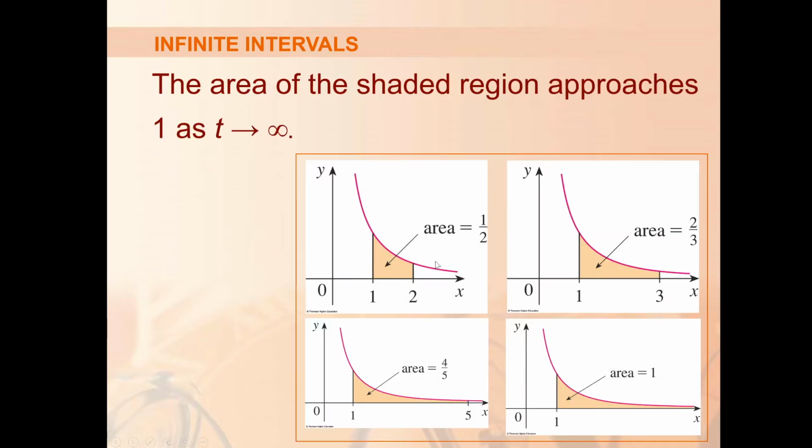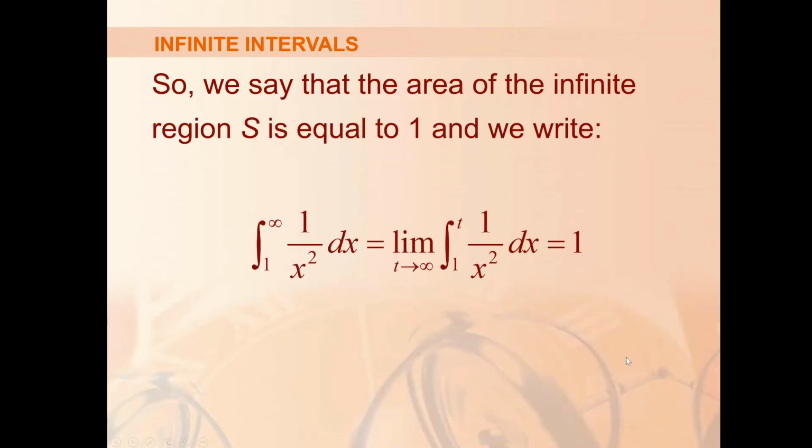So the area under the curve cannot be greater than 1. If we stop here at 2, it's about 1/2. Stop here at 3, so 2/3. Stop here at 5, then that'd be 4/5. And then all the way to infinity, then that'd be 1. So we say that the area of an infinite region S is equal to 1, and we write it like this: the integral from 1 to infinity of 1 over x squared dx equals the limit as t goes to infinity of the integral from 1 to t of 1 over x squared dx, which equals 1.